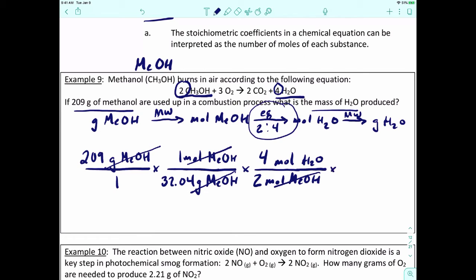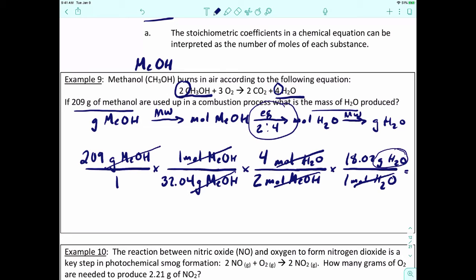We need to convert this to grams of water. So I need to put 1 mole of water on the bottom, so that way moles of water cancel out. On the top of that fraction, we need to put the molecular weight of water, which is going to be 18.02 grams. Now notice, when we're all said and done, the unit that we're left with is grams of water. So we know we got the right answer. So the math should check out.